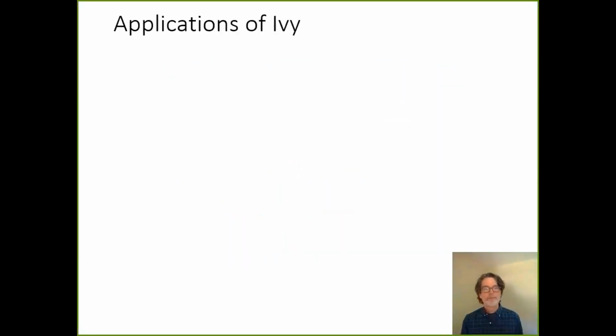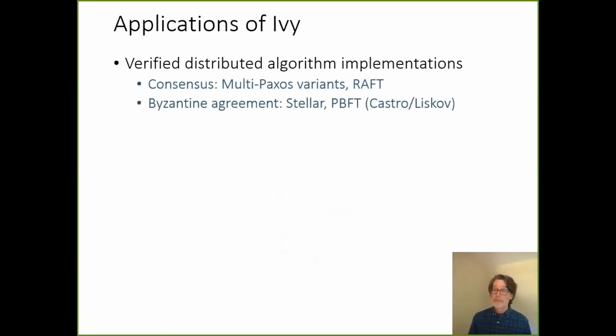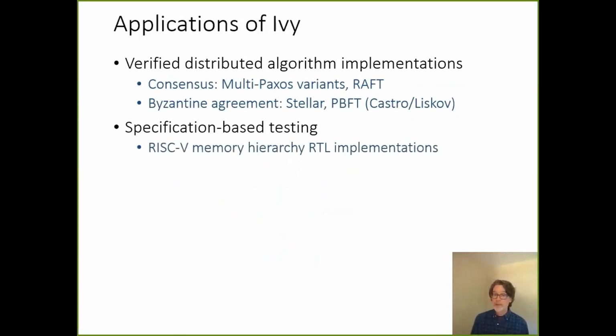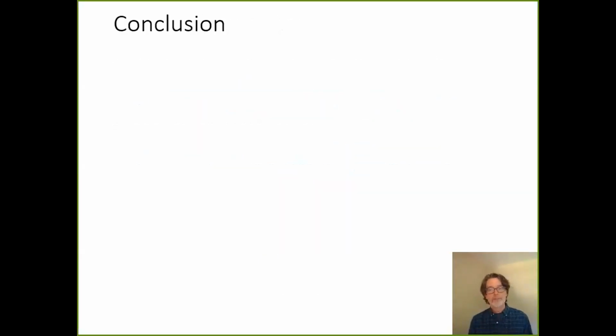So here are some applications of Ivy. It's been used, for example, to verify implementations of various distributed algorithms, such as consensus protocols and Byzantine agreement, where we're able to produce a verified implementation that has reasonable performance with also reasonable proof effort. It's also been used for specifying and testing implementations of various protocols, such as the memory hierarchy protocols of the RISC-V processor architecture, and also the QUIC internet transport protocol that's going to be used for HTTP, where a number of interesting bugs, including security bugs, were found.